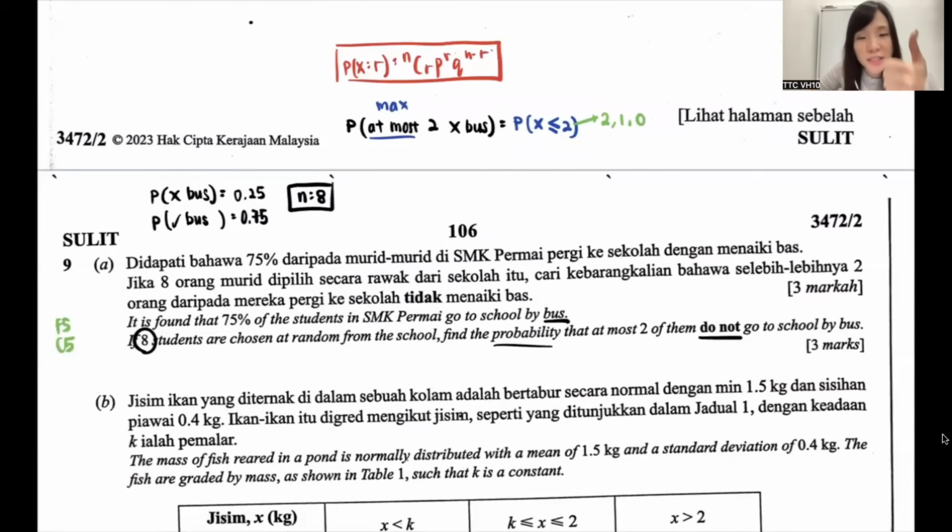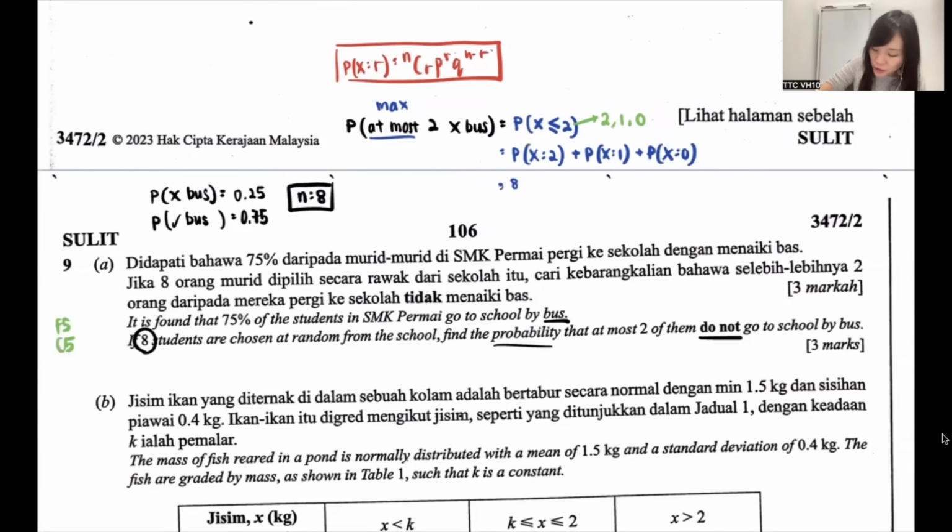So it's either 2 people do not go by bus, 1 person does not go by bus, or no person does not go by bus out of the 8 people. So now you need to do the 2, or, plus the 1, or, plus the 0. Okay, now let's start.